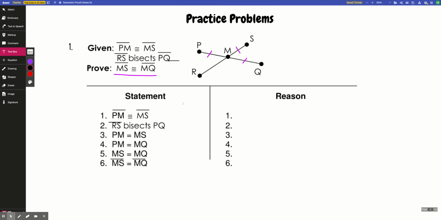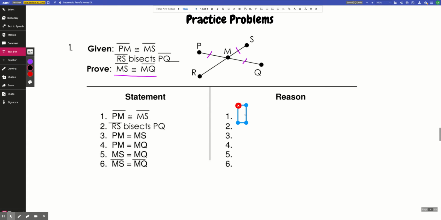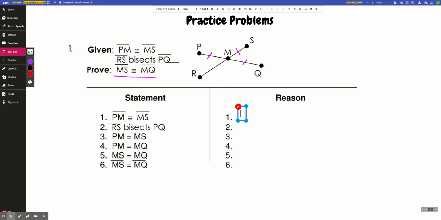So let's go ahead and write that out and write out what all of our reasons would be. Okay, so I think my text might be a little bit too big here. So let me see if I can change that, make that a little bit smaller. Okay, so here, our very first reason is PM is congruent to MS, so that was given to us. Remember, you always want to start with exactly what is given. And then RS bisects PQ is also given. Okay, so the first two reasons are pretty easy.